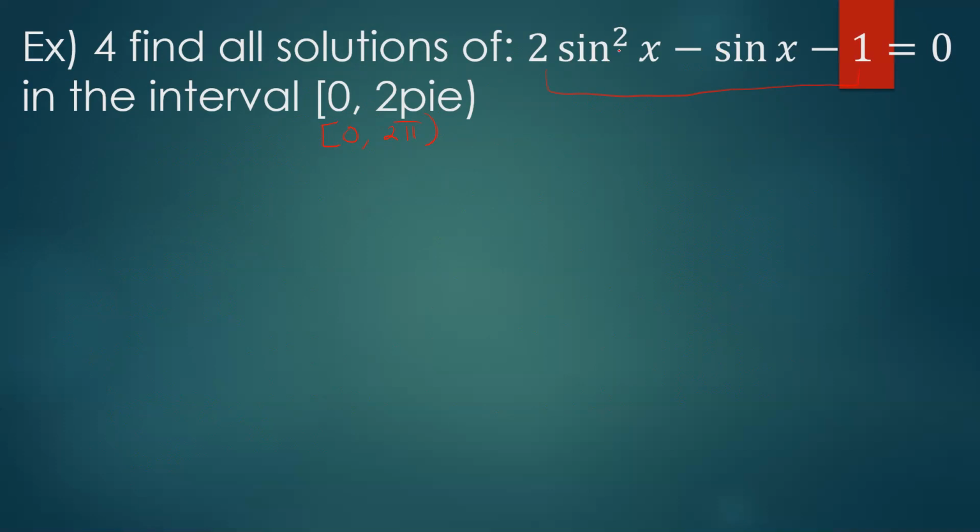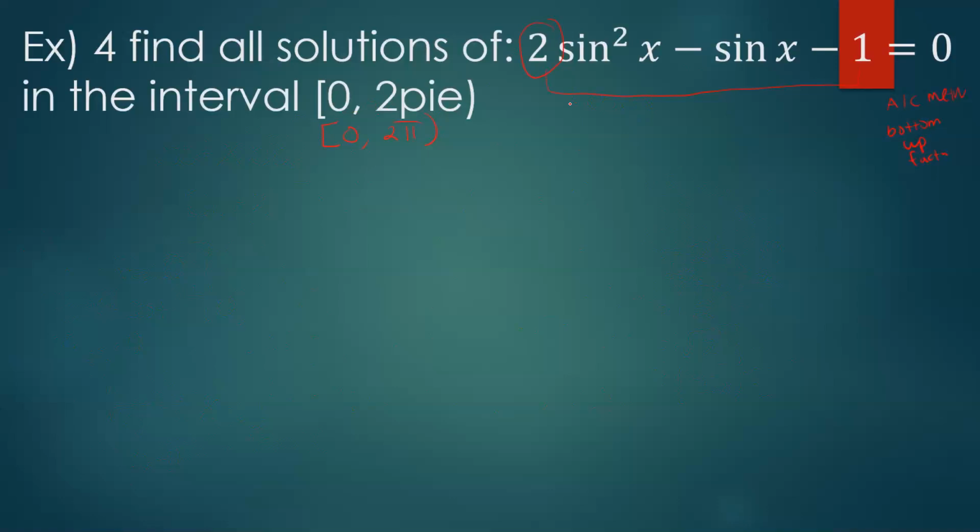So first off, check if you can factor anything out. We have 2 sine square x minus sine x minus 1. We obviously can't take anything out. So the next thing I would do is factoring. What factoring method would you use if you have a coefficient other than 1 on the highest degree? That would be the AC method, right? Or the bottoms up factoring. So yeah, we're going to do that.